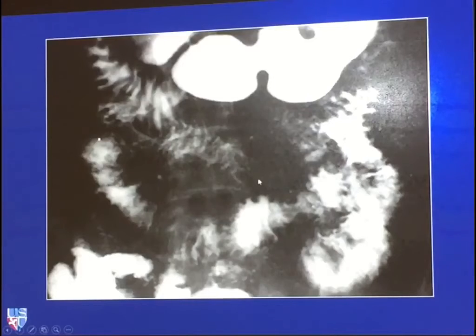So this is a sign of acute inflammation. It's not specific for infection. If someone had radiation to this region, you could see the same exact finding. So anything that's related to acute inflammation is going to cause this type of appearance of the small bowel.